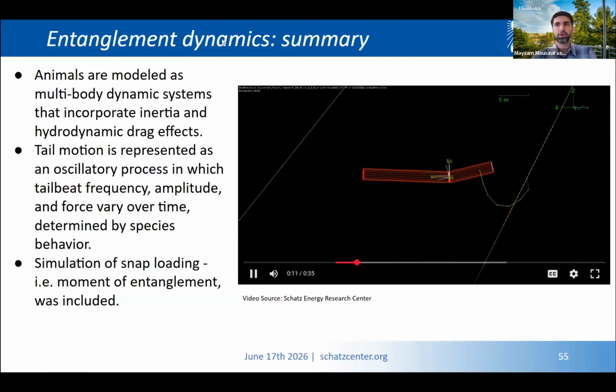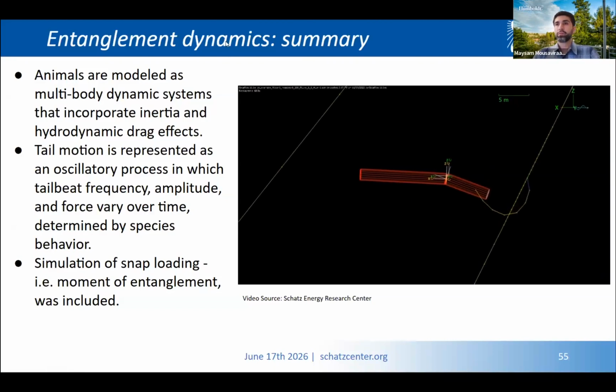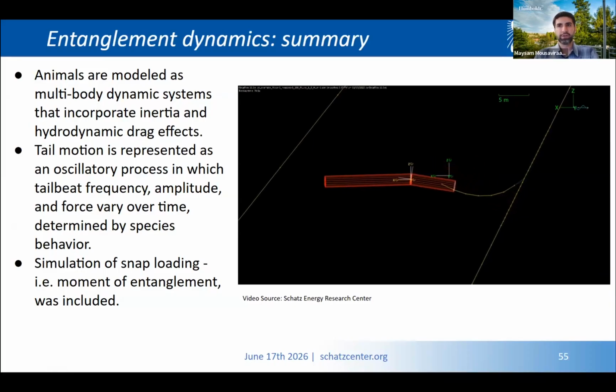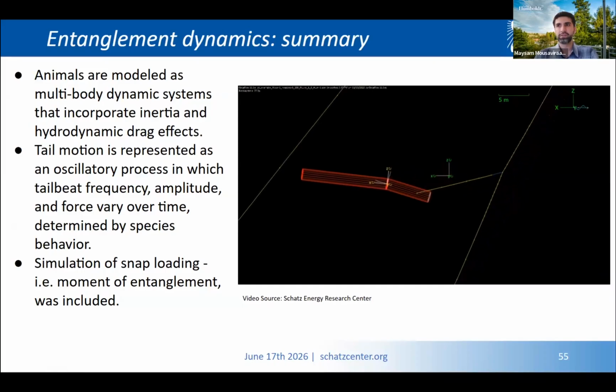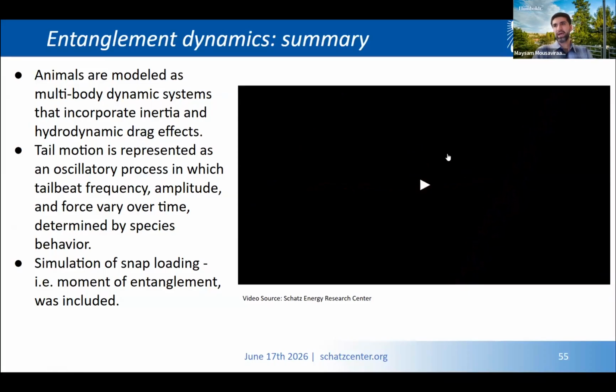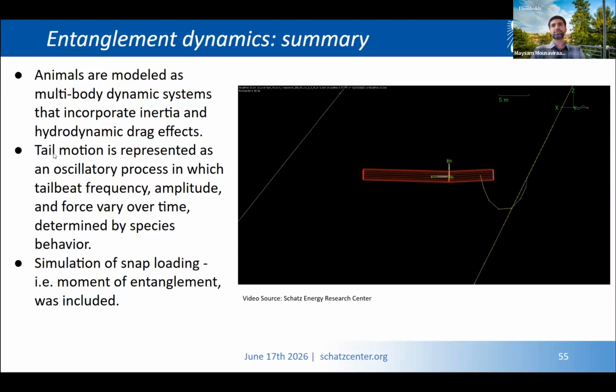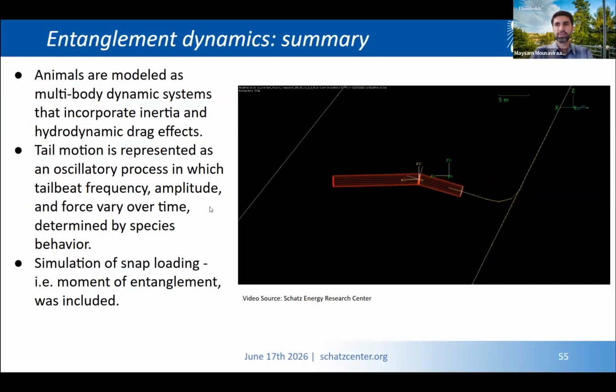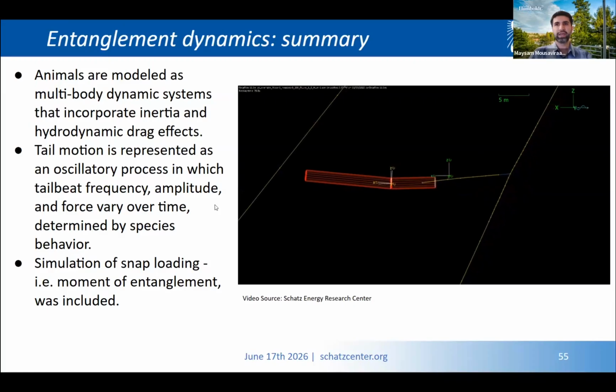So to summarize, the animal modeling represents the animals as multi-body dynamic systems with inertia and hydrodynamic drag. Tail motion was modeled as an oscillatory process where frequency, amplitude, and force vary over time depending on species and behavior. We also included snap loading, which is the moment when the entanglement first becomes taut. That snap event can produce a short, high-intensity response that may be important for detection. So overall, this is one of the major advances of the project, which is moving from simple static animal loads to dynamic entangled animal simulations.